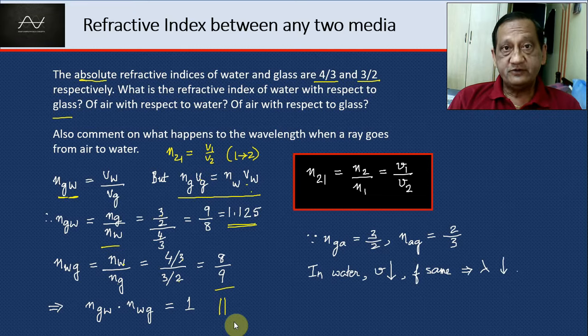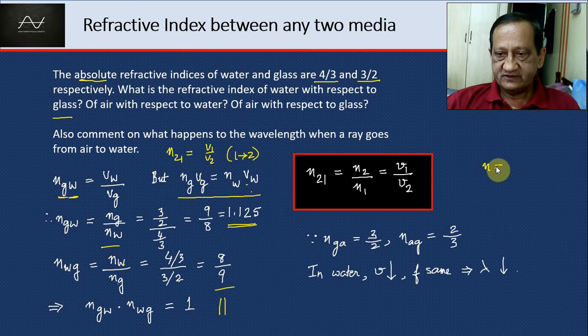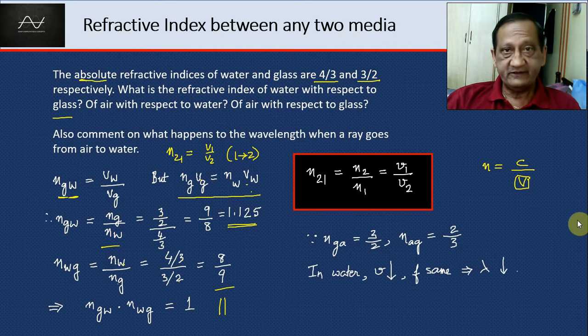Now the absolute refractive index of any material is always greater than 1, because the absolute refractive index N is equal to the speed of light in air divided by the speed of light in that medium. This is always lower than C, therefore N is always greater than 1 for the absolute refractive index of any material. But the refractive index of one material with respect to another can be less than 1, as we see in the case of N of water with respect to glass.